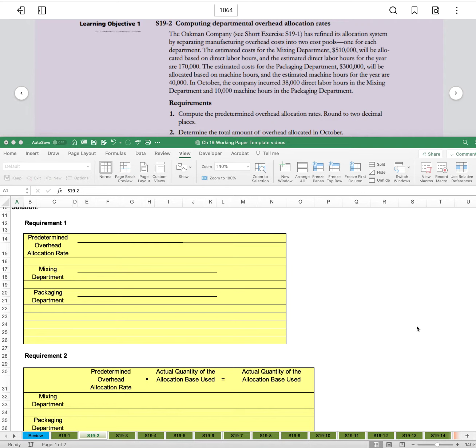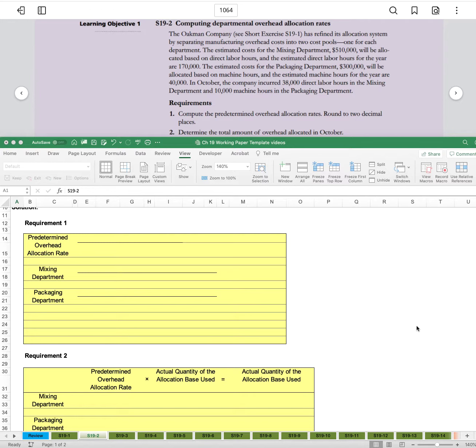Departmental overhead allocation rates. So we're referring to the same Oakman company that we referred to in the previous problem, where we used a plant-wide rate, but now we're going to do department rates. So the Oakman company has refined its allocation system by separating manufacturing overhead cost into two cost pools, one for each department. The estimated cost for the mixing department, $510,000, will be allocated based on direct labor hours, and the estimated direct labor hours for the year are 170,000.